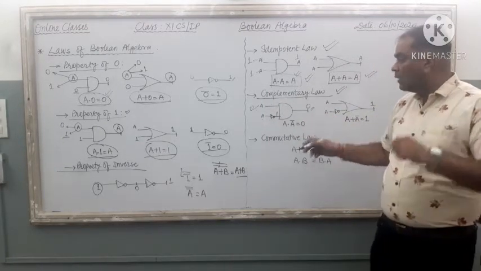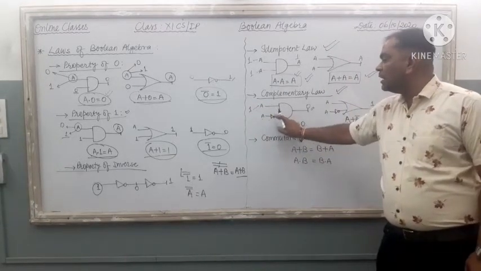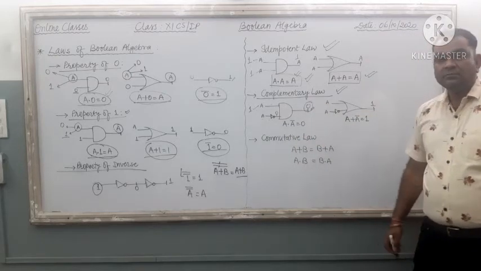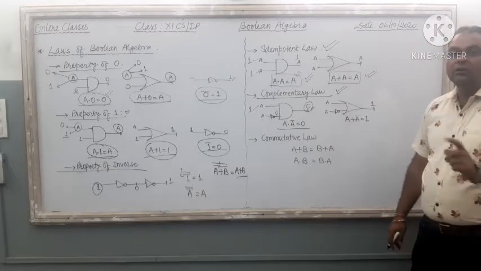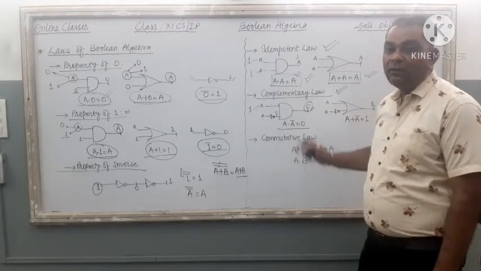Proof. Now, if the first input of A is 1, what is the second input? 1 inverse of 1 means 0. So 1 into 0, the result is 0. Right? So here we can say A dot A bar equal to 0. Dot means AND gate. A dot A bar equal to 0.